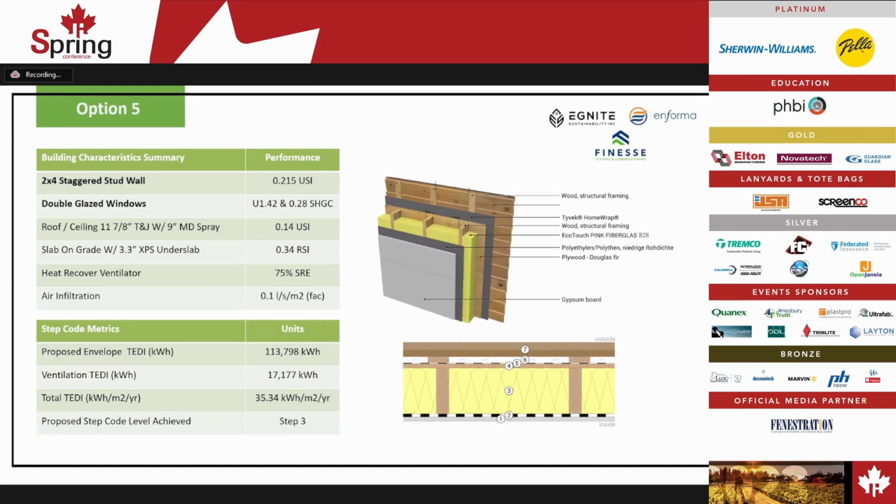Another wall assembly that we looked at was a 2x4 staggered stud wall, breaking that thermal bridge again, with the double glazing. We were able to get them to Step 3 with that particular configuration as well.